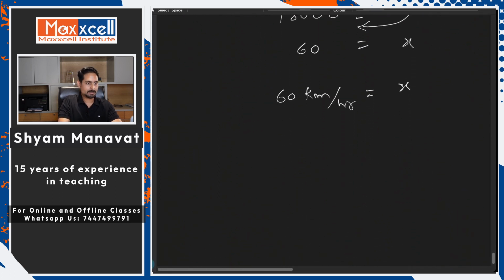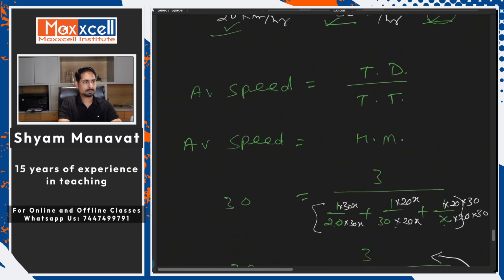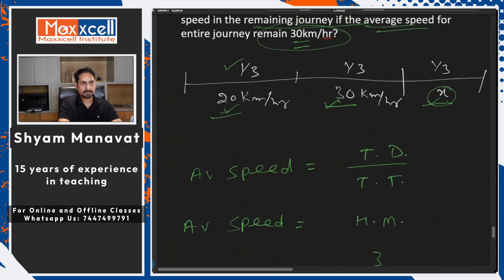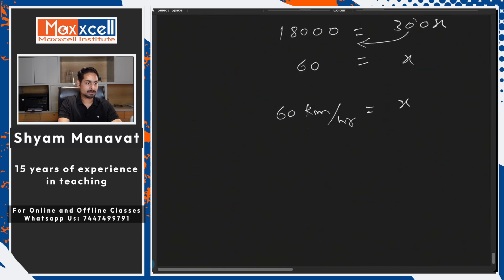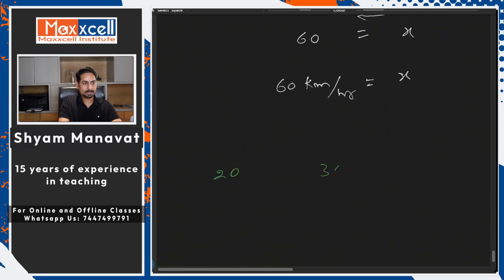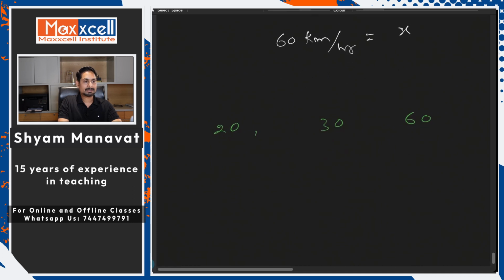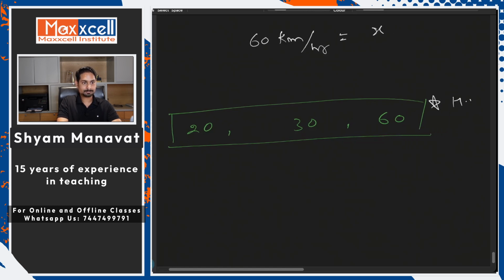Just to give you a tip, look at the numbers 20, 30, and here x we got 60. 20, 30 and 60. Remember, these three numbers for harmonic mean are very important. Remember this. That's how you improve your calculations. That's how you improve your maths. You get familiarized with your numbers.